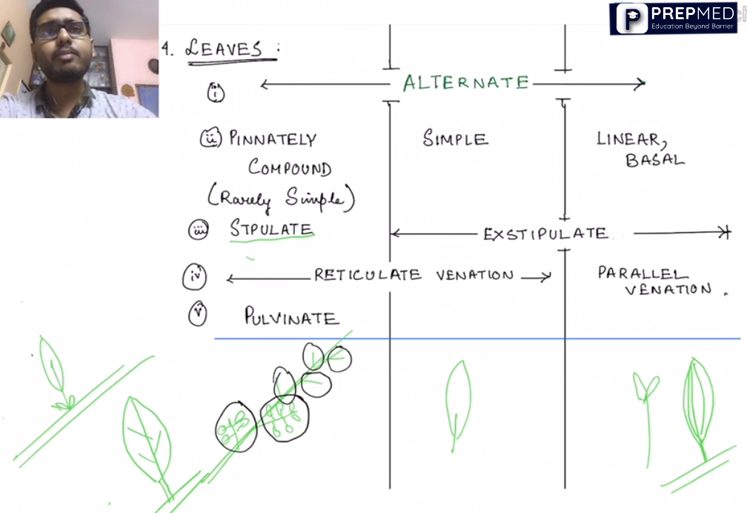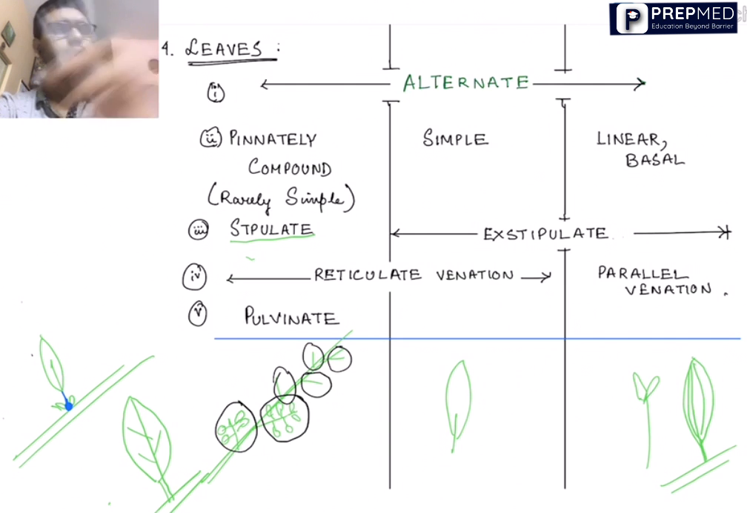Another thing is pulvinus. Let's do it with another different color. Pulvinus is a swelling which is found at the leaf base, this one. If a swelling is present at the leaf base, then it is called pulvinus, and if pulvinus is present, it's pulvinate. So pulvinate leaves are found in Fabaceae.